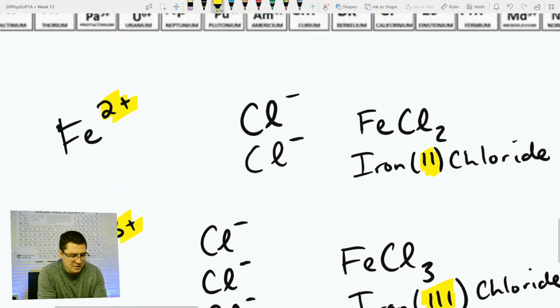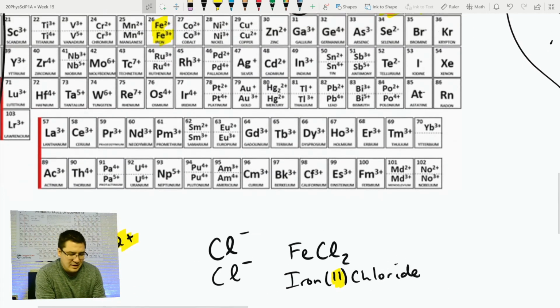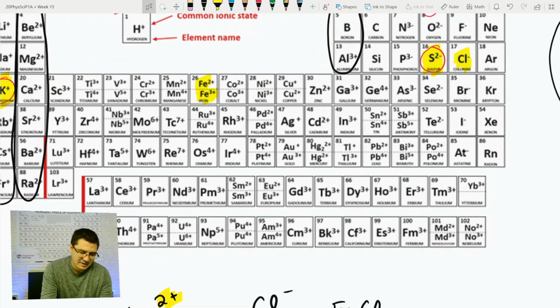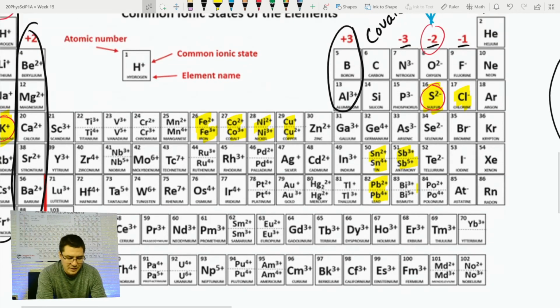So certain metals, like iron and cobalt and nickel and copper and antimony and lead and tin, all these with multiple oxidation states, you have to specify which one you're talking about.